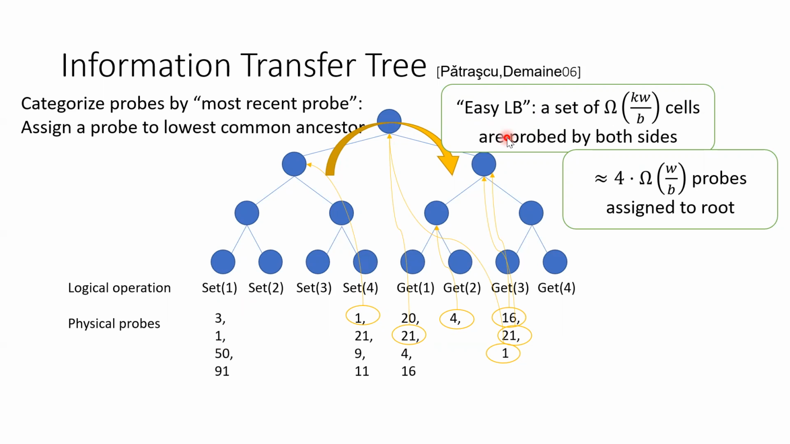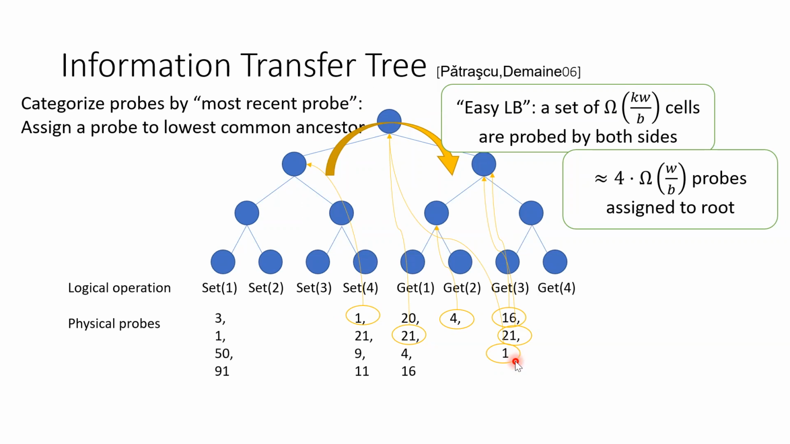In the concept of this easy lower bound, we say there's some information transferred from this operation 1 to operation 4. Yes, right. And then this cell number 1 is later touched again in this 7th operation. That's a get operation. Oh, I see. So we say there's some information transferred again from here to here.